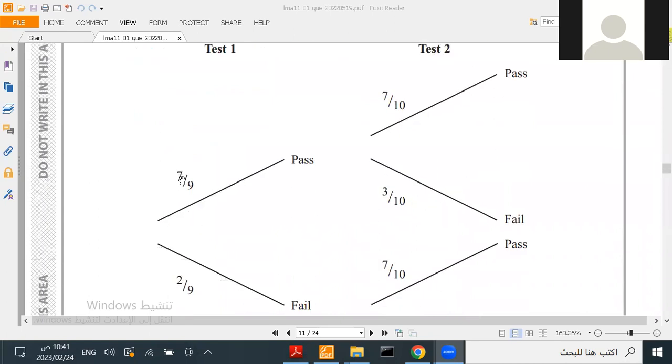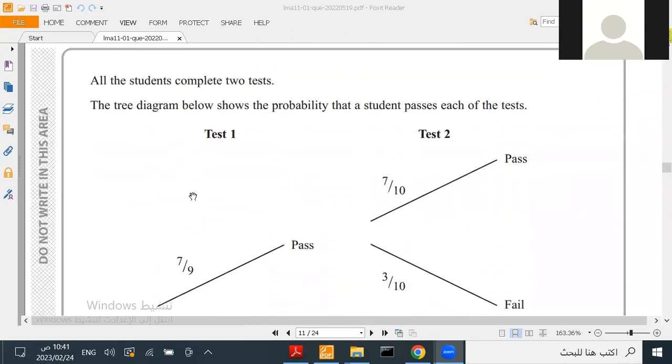Question C, I think. Same question. All the students complete 2 tests. The tree diagram below shows the probability that a student passes each of the tests.